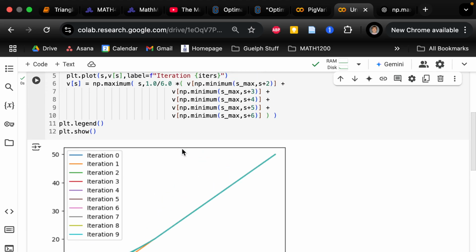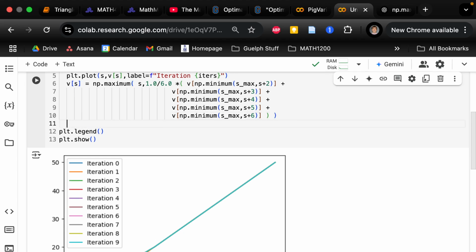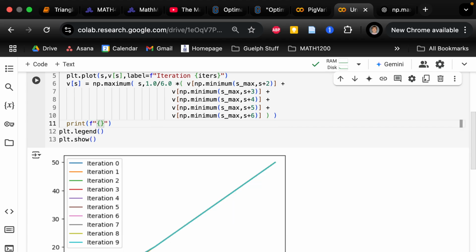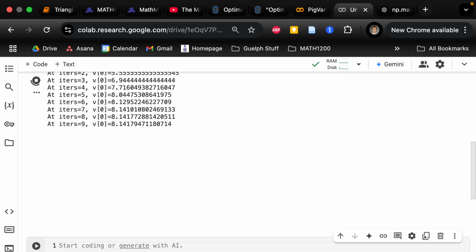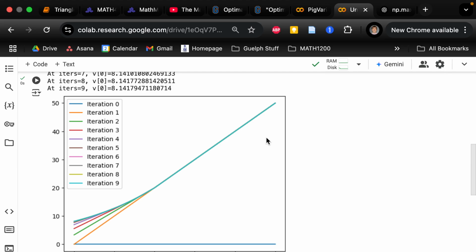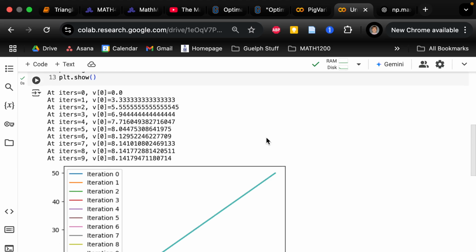And in fact, why don't I have it print out what is v of 0 as we go? Print, let's see, f string v of 0 equals, and this is at iteration iters equals, v of 0 equals this. So I get a nice little thing. Okay, so we can see the value at position 0 when you start the game with nothing is slowly marching its way up, and we can see that in the loop as well. So it starts at 0, then it's 3.33, then it's 5.55, and it gets all the way up to 8.14177, then it goes up to 8.14179.